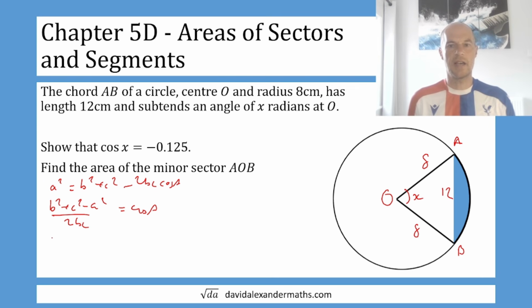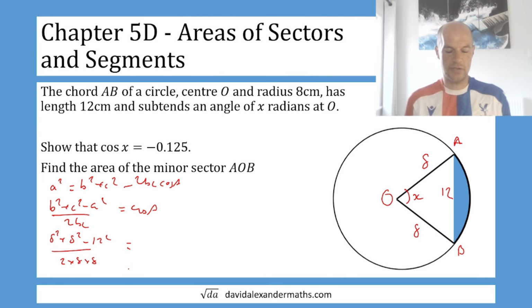So presumably 8 squared plus 8 squared, take away 12 squared over 2 times 8 times 8 will come to negative 0.125, we shall see. So I'll set up a fraction on my calculator. 8 squared plus 8 squared, take away 12 squared over 2 times 8 times 8, and it is negative 0.125. There we go. I've shown that the cos of x is negative 0.125.